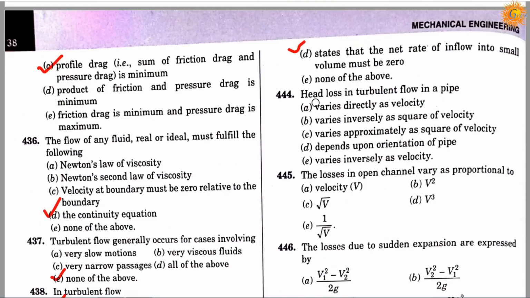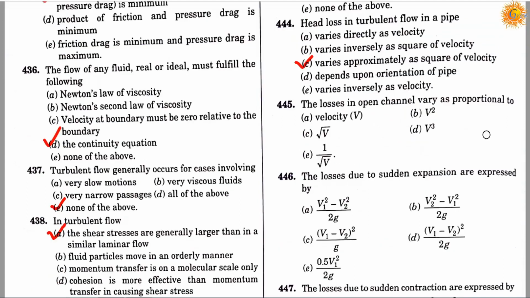Question number 444. Head loss in turbulent flow in a pipe, option A, varies directly as velocity, option B, varies inversely as square of velocity, and option C, varies approximately as square of velocity, and option D, depends upon orientation of pipe, and option E is varies inversely as velocity. So correct answer is C, it varies approximately as square of velocity.